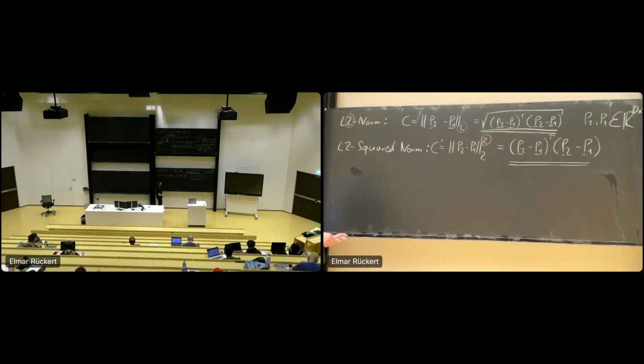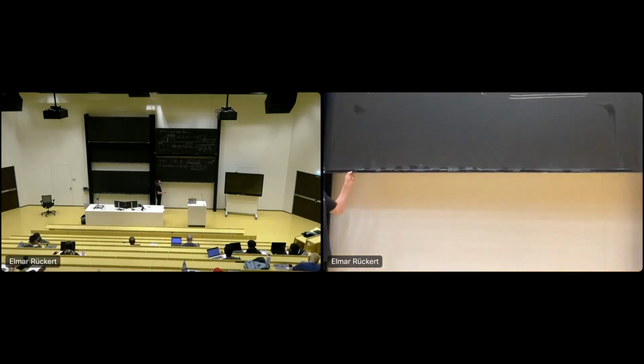This is all very nice, but the L2 norm or the L2 squared norm, they have one particular issue. What is the major issue with this distance measure? Any idea? What is the nice thing about this measure?